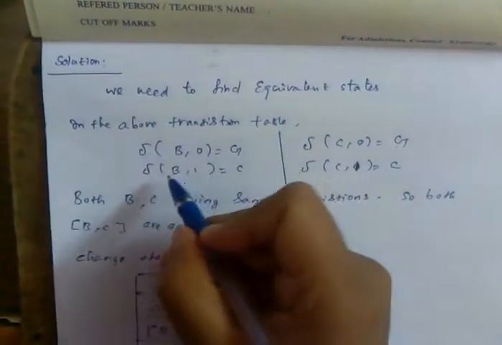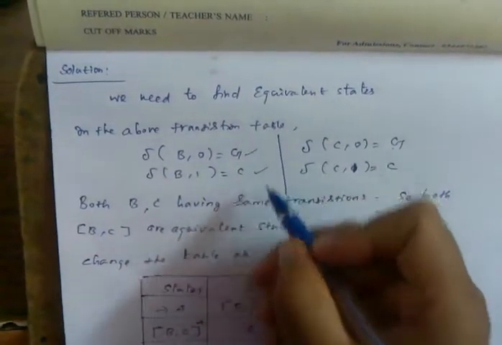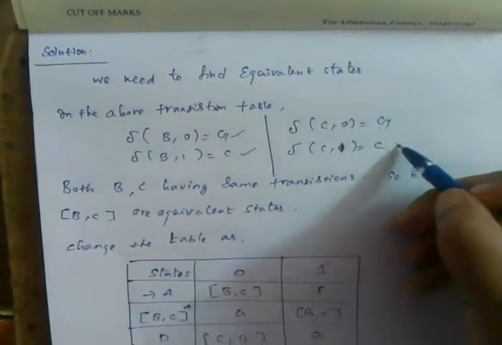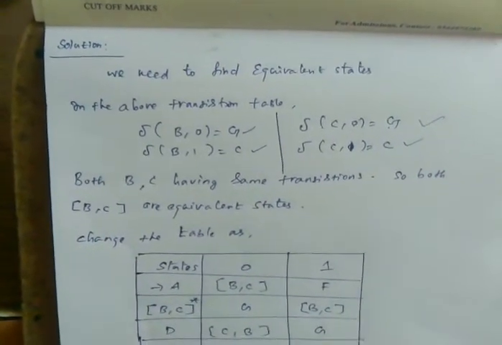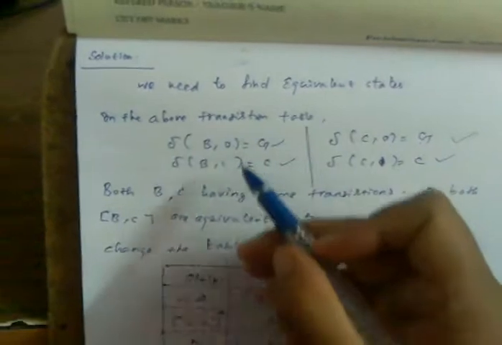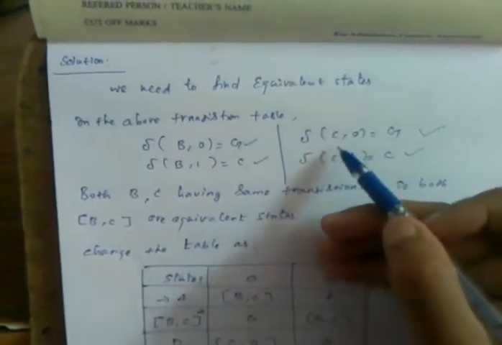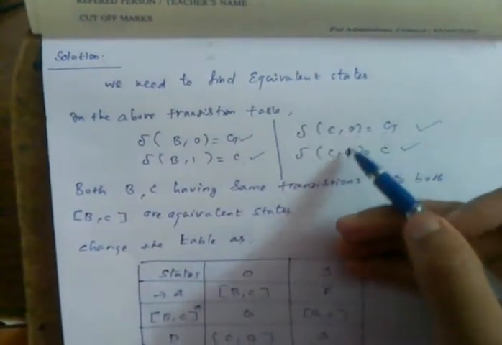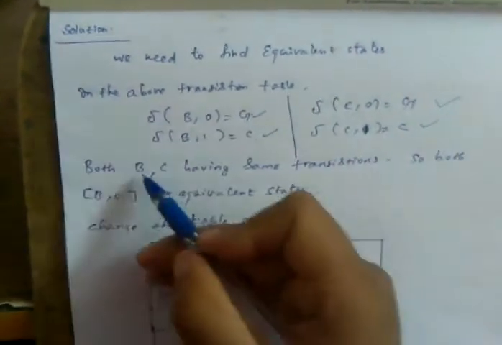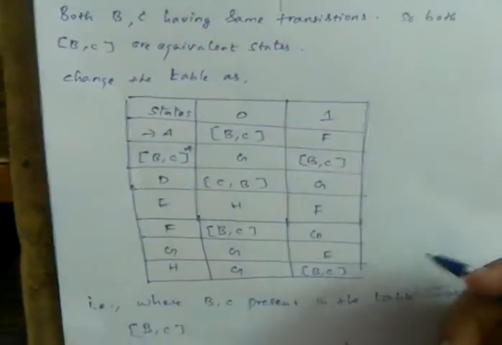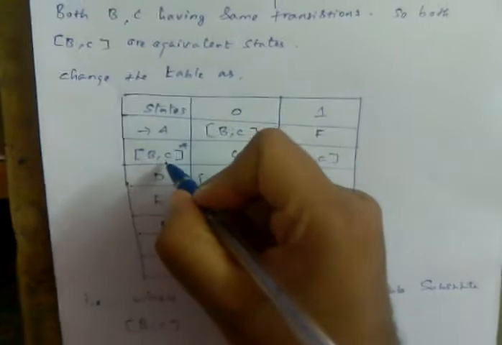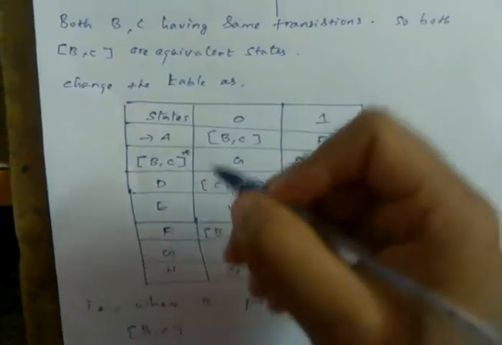So in the solution we need to find the equivalent states. In the above transition table, b comma 0 and b comma 1 goes to C, and c comma 0 and c comma 1 goes to C. So the state b on input alphabet 0, 1 goes to C, and the state c on input alphabet 0, 1 goes to C. Now both b and c have the same transition, so both are equivalent states. Now we change the transition table like this. Wherever we find b, c, we change it as BC.